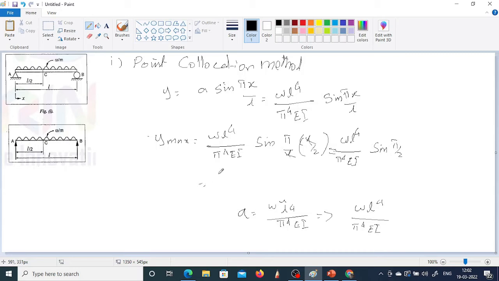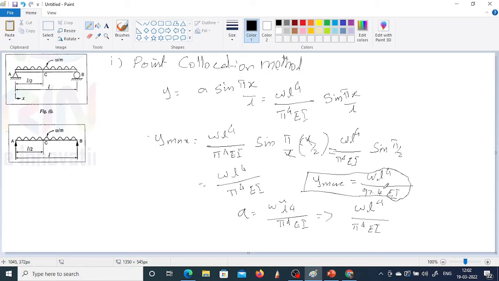So you can write W L power 4 divided by pi power 4 into EI, which is the formula for identifying the Y maximum. Now we can write Y maximum is equal to W L power 4. The pi, 3.14 power 4, is equal to 97.4. So I can write here 97.4 EI. So from the point collocation method I got the solution: Y max is equal to W L power 4 divided by 97.4 EI, which is the maximum deflection according to the point collocation method.